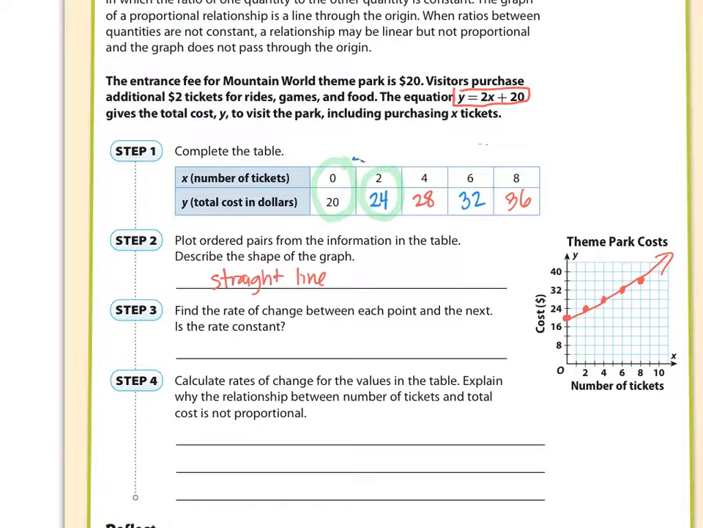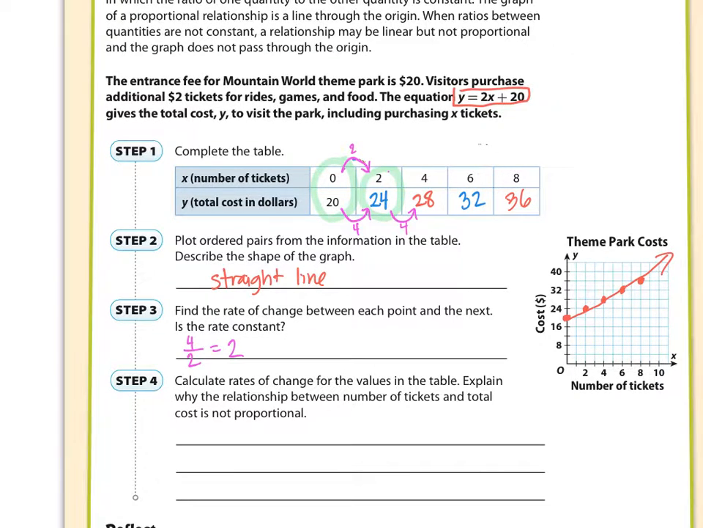Remember that rate of change is change in y divided by change in x. And we're going to look at change in y. So how much does the cost change? It changes by 4. The number of tickets here changes by 2. Okay, so the rate of change is 4, change in y, divided by change in x. That's equal to 2.